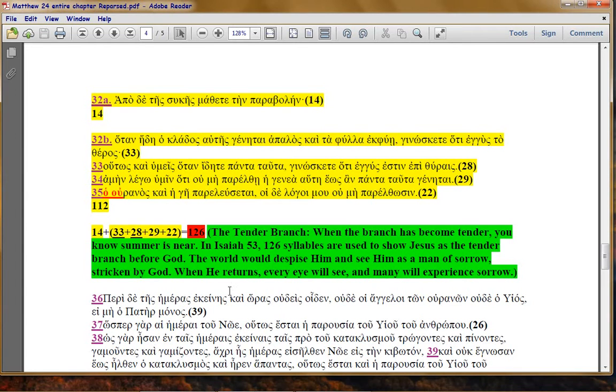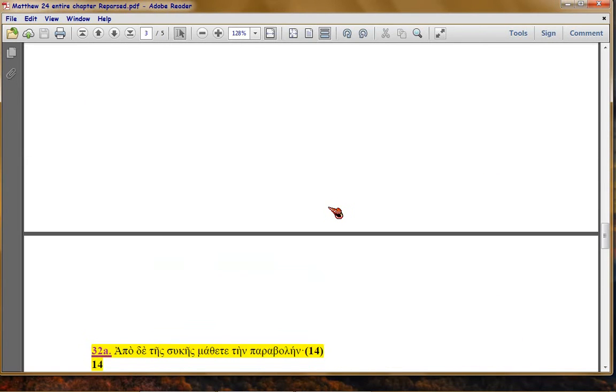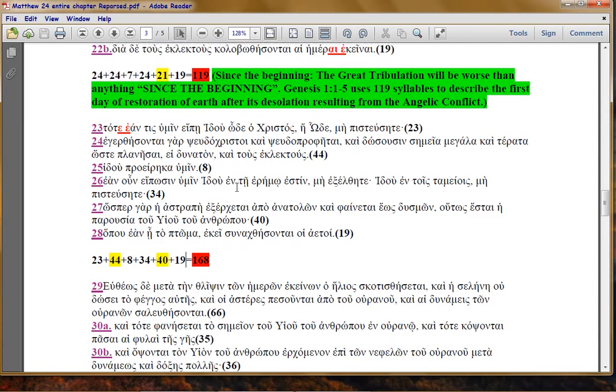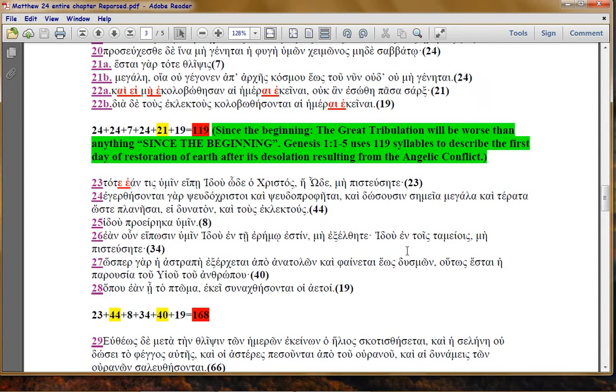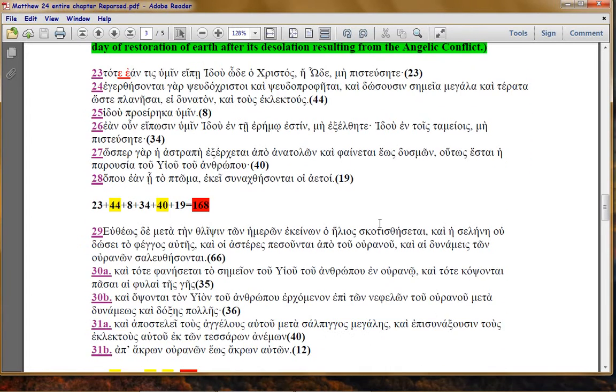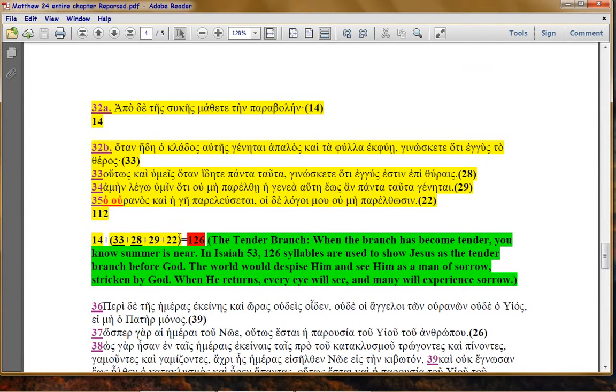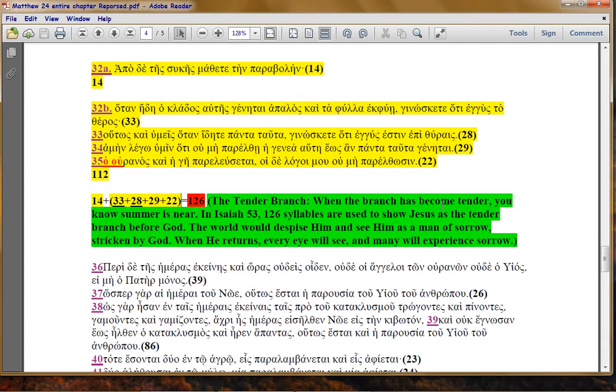So the problem is that when you get here to the 126, if you counted your syllables, you would know exactly what Christ means. But if you didn't, you don't know that these previous three paragraphs at 189, 168, and 119 added up to 476 just like Daniel did. So you don't understand where Christ is coming from when he uses the 126 here. He's leading you back to Isaiah 53 and back to Daniel and back to Psalm 90 all at the same time.